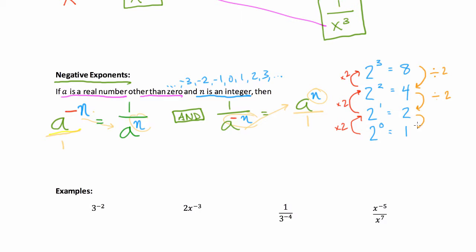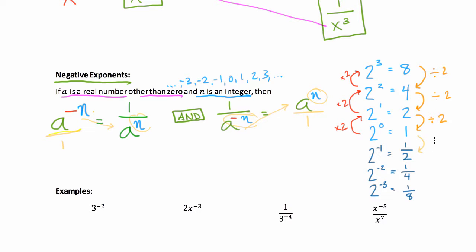To get from 2 to 1, I divide by 2. And this is going to help me once I start thinking about guys like this: 2 to the power of negative 1, 2 to the power of negative 2, 2 to the power of negative 3. What's going to happen there? To get from 2 to 1, I divided by 2. What happens if I divide 1 by 2? I get 1 over 2. If I divide by 2 again, I get 1 over 4. 1 over 8. And you can see this pattern continues.